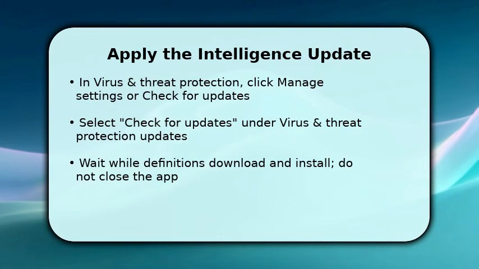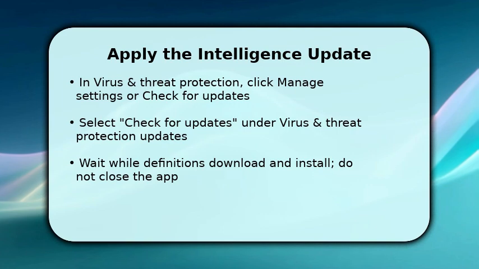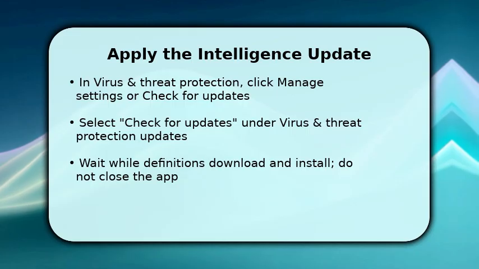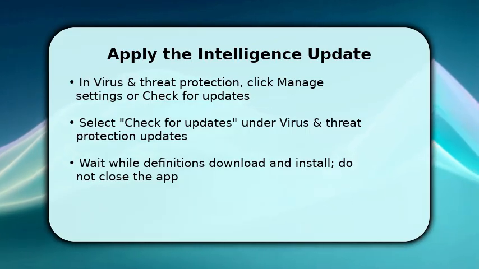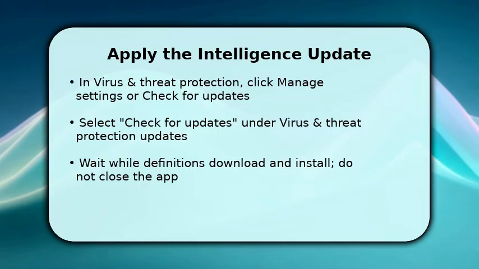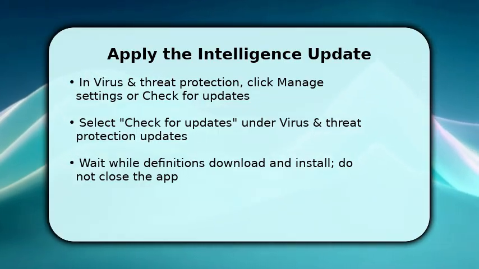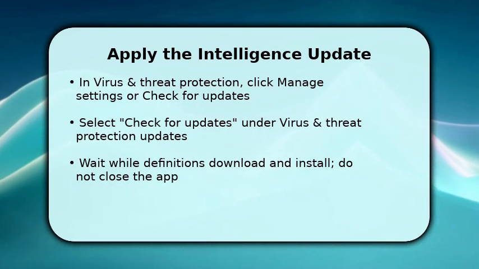Now you'll run the actual update. In Virus and Threat Protection, scroll to Virus and Threat Protection Updates and choose Check for Updates. Then click Check for Updates again to start downloading the latest definitions. You'll see progress or a completion message. Wait until it finishes and avoid closing the app so the install can complete.